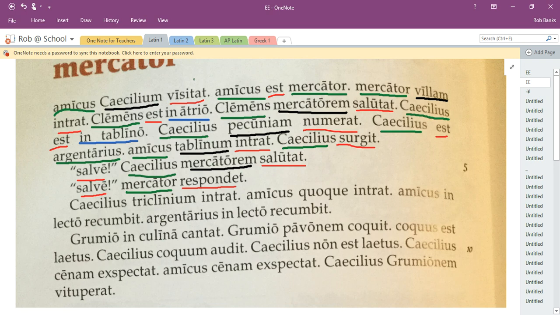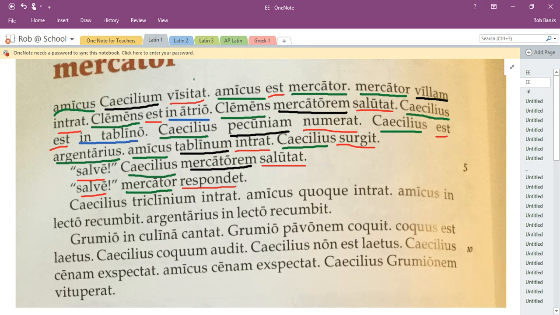Right, that's a typical word order. Words could be in any order, but that's a typical order. So subject first, verb last, everything else in the middle. Caecilius est in tablino, right? A little different for est, right? We've seen est coming in the middle. Caecilius est in tablino. Caecilius is in the study.